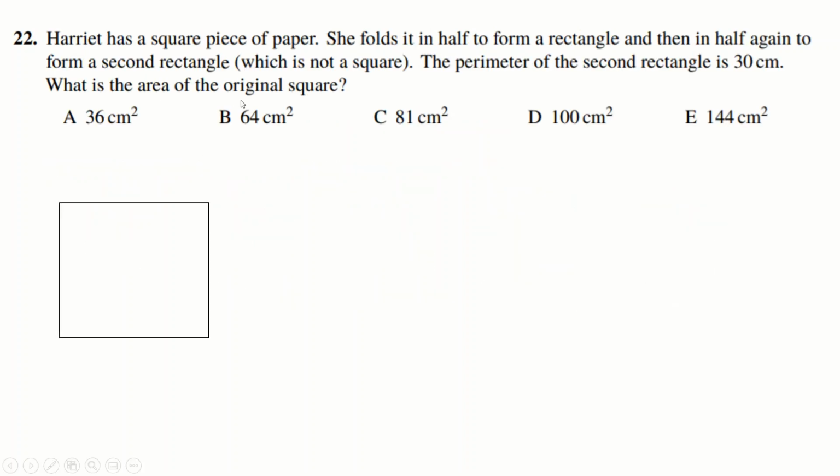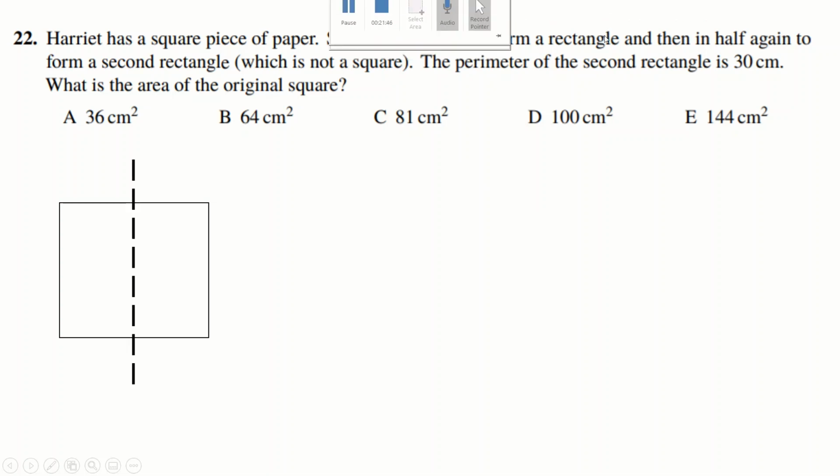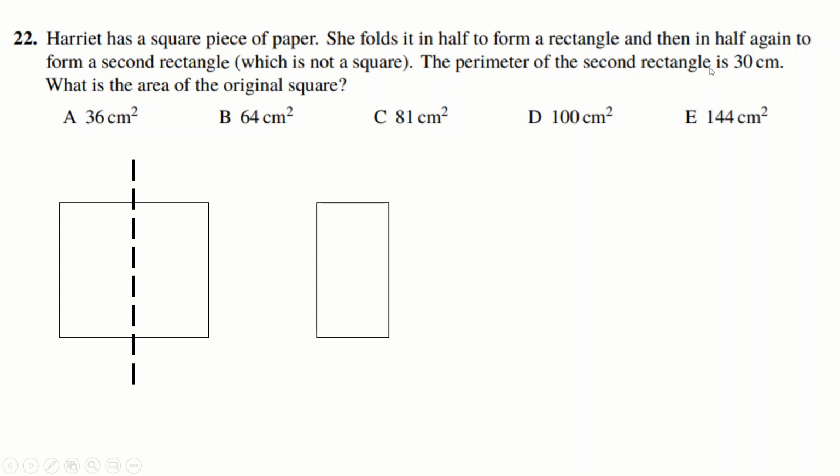So you get a square piece of paper, you fold it in half. This is the way to fold it in half to make a rectangle, and then half again to form a rectangle that's not square. So she's not going to fold it this way because that would make a square. She's going to fold it this way to make a very long rectangle. Perimeter of the second rectangle is 30. So the perimeter of this rectangle here is 30, because this is the first rectangle, this is the second. What's the area of the original square?